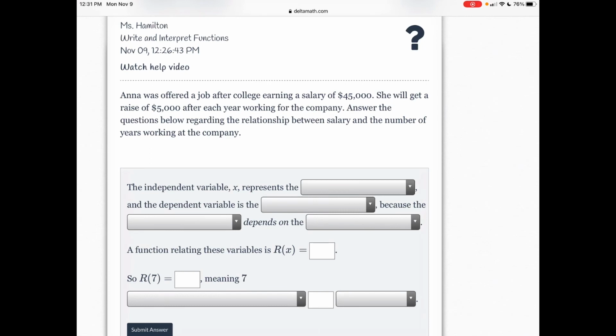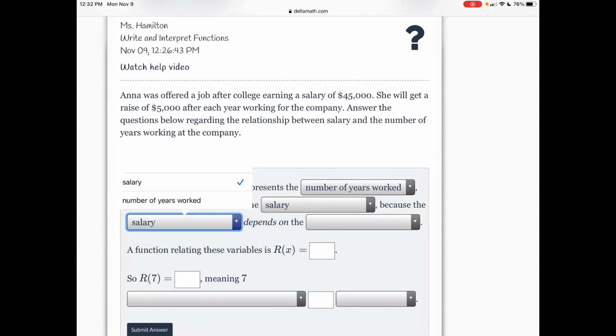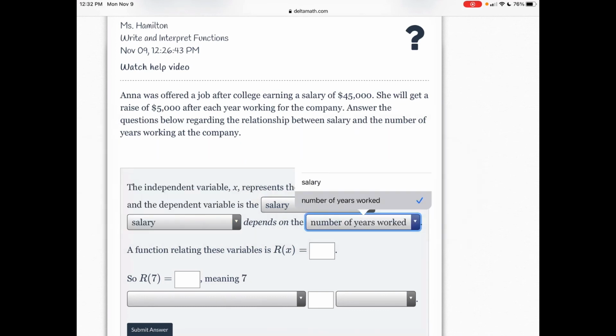Well, let's look at the options. Now here's something that's helpful: time is almost always the independent variable, because nothing really affects time. We would say that our salary here depends on the number of years Anna's been working. So the independent variable is the number of years, and our dependent variable is the salary, because our salary depends on the number of years Anna works.